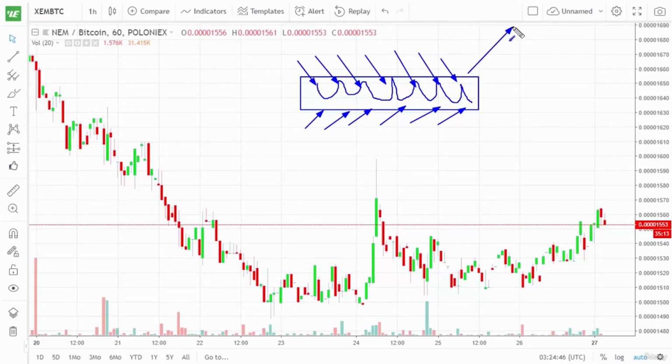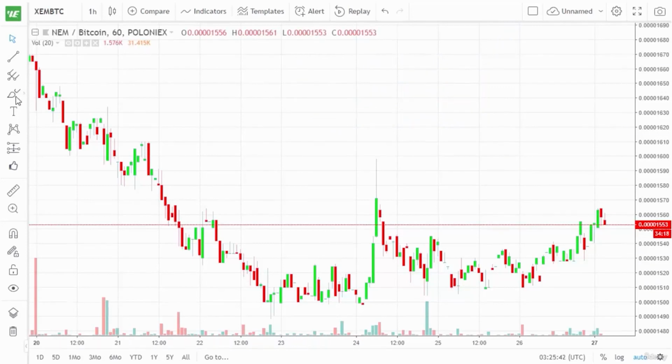Typically, what happens is eventually you get an impulsive move and you break out. So in a downtrend, typically the rectangle will be a continuation. Eventually you continue the trend. However, there are times where it reverses, and that's what we're talking about here.